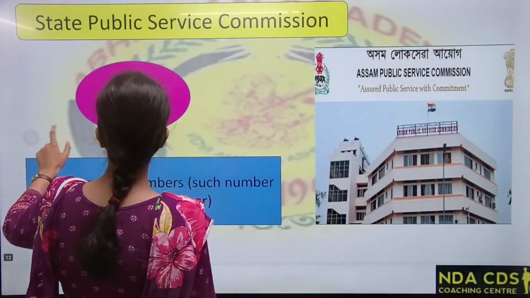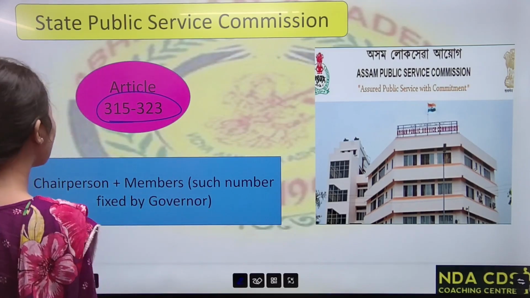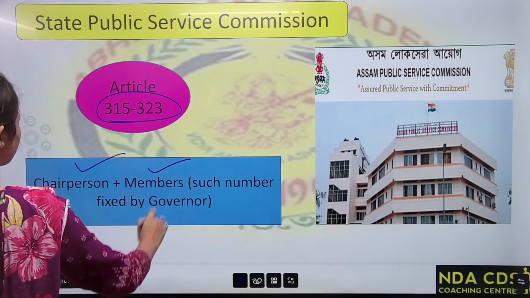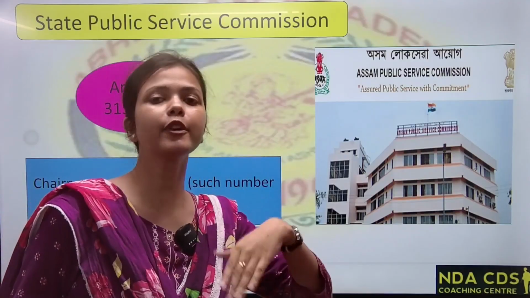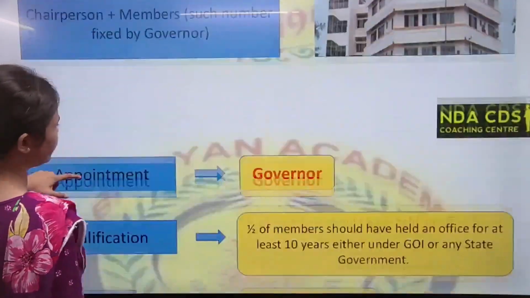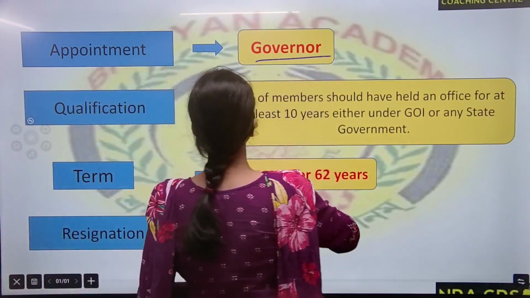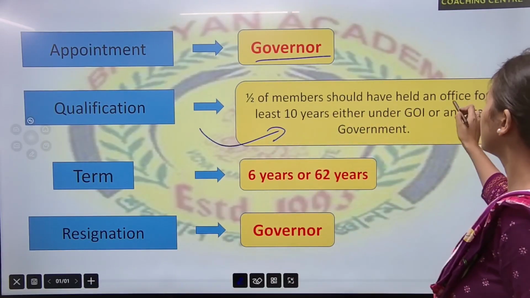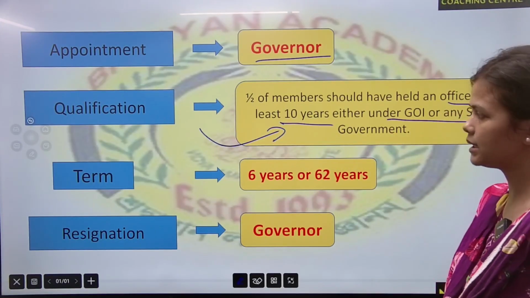Next, State Public Service Commission, same article, Article 315 to 323. Every state has their own State Public Service Commission, with chairperson and members fixed by the governor. In case of UPSC, it is fixed by the president. In case of State Public Service Commission, it is fixed by the governor. Appointment will be done by governor, very important, and qualification is the same. Half of the members should have held office for at least 10 years under the central or any state government.